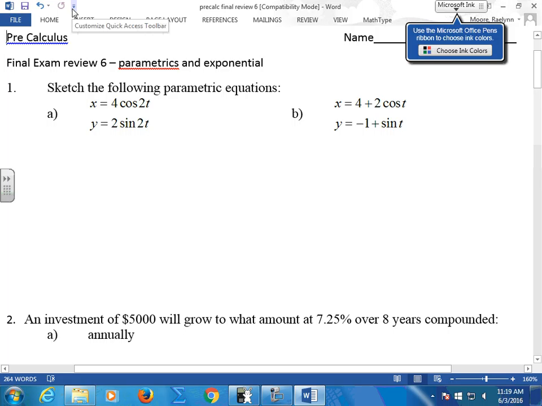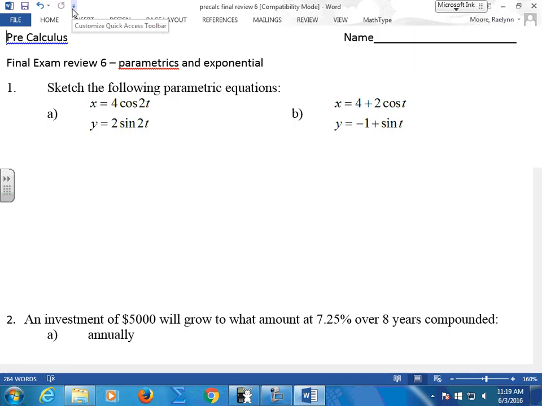No, I'm sorry. We're going to sketch these. This was just on your parametrics test, right? So can everybody sketch these? Okay, are we watching?